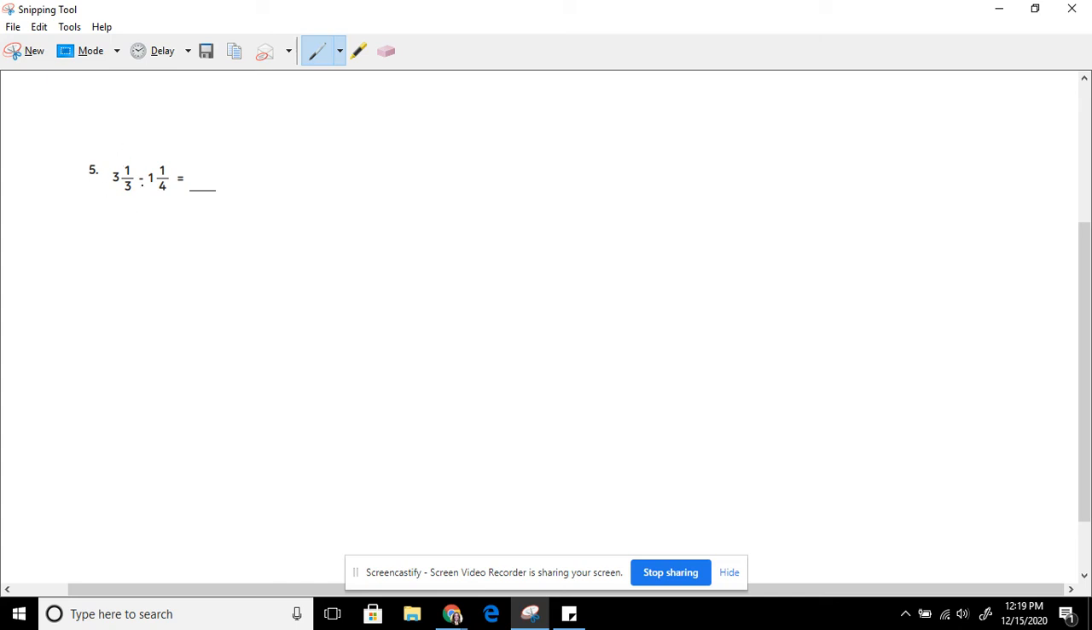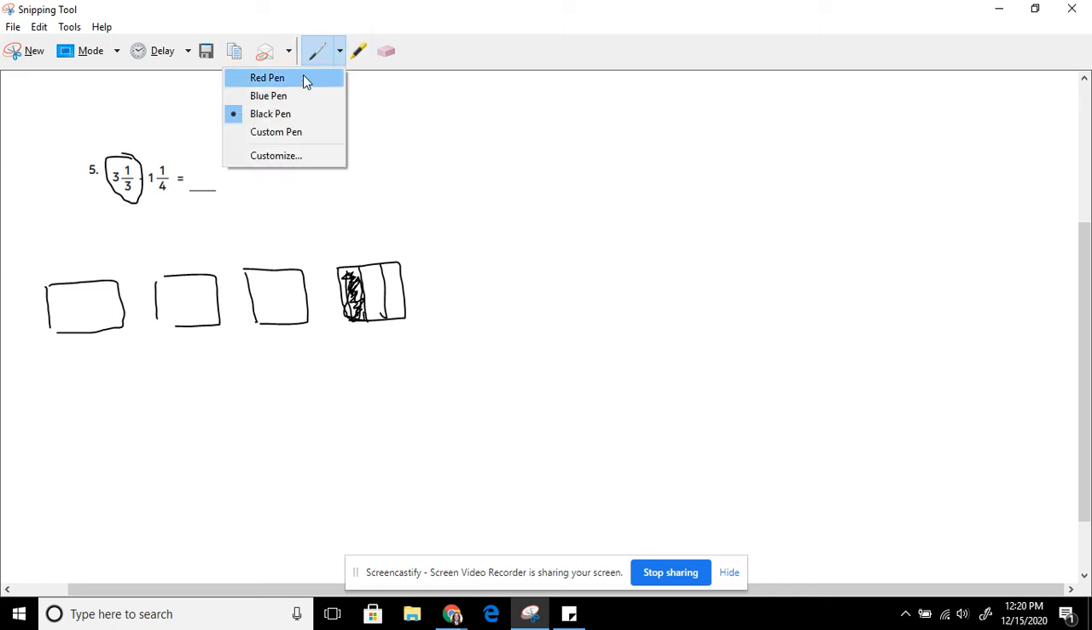Again, we're going to start by drawing out this mixed number. 3 wholes: 1, 2, 3. And then we need to do the 1/3. So I'm going to draw one more whole and break it into thirds, and I'm going to shade in one of those thirds. We're not going to worry about these 2/3. Pretend they're not even there. Okay, all right. So now we've got our 3 and 1/3.